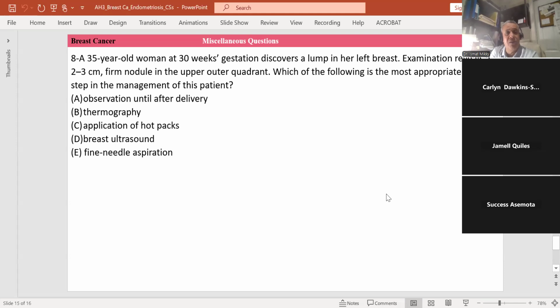So we are now at the 35-year-old. Okay, sorry. Yes. The answer is fine-needle aspiration. So that's the patient who is a 35-year-old woman. Breast cancer is rare in women younger than 35 years old. The approximate incidence of breast cancer in pregnancy is about 1 in 3,000 deliveries.